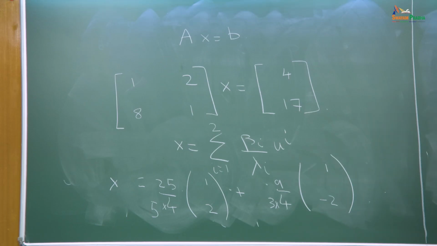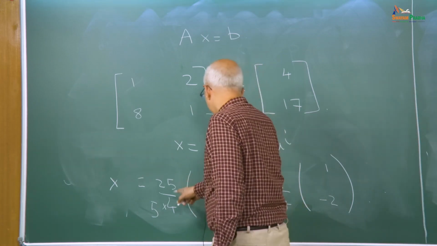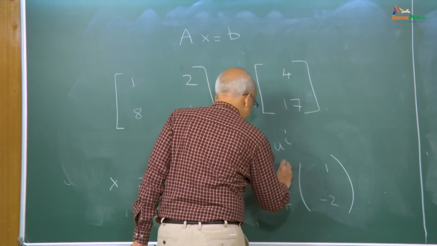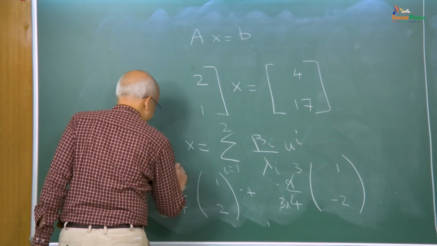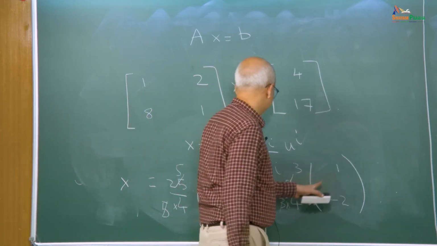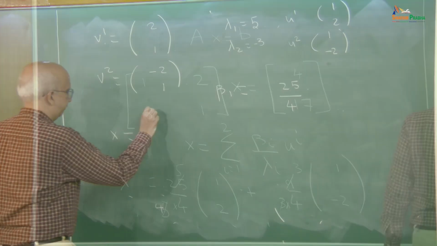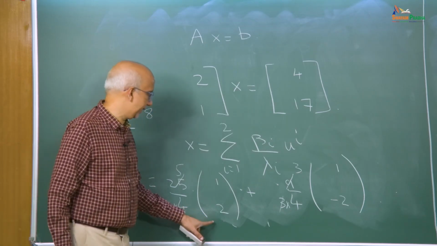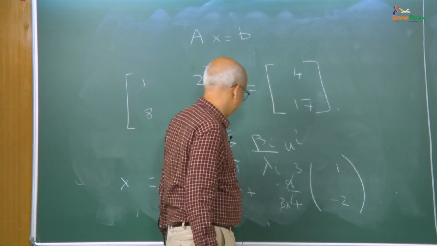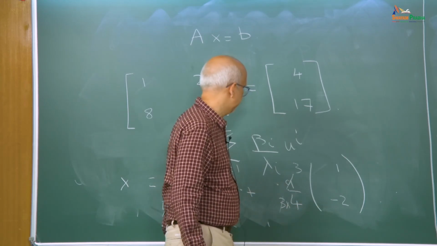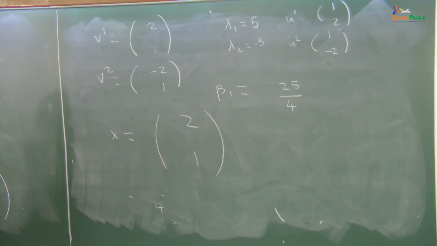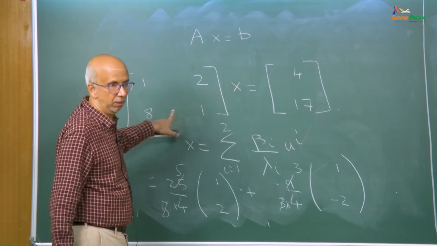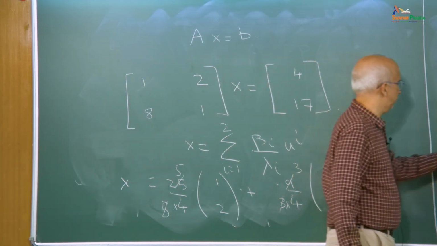So, that simplifies to what? I have 5 by 4 and I have 3 here and 5 here. So, 5 plus 3 is 8 divided by 4 is 2, and I have 5 times 2 is 10, minus 6. Clearly this has to satisfy, right: 2 times x1 plus 2 times this plus this gives you 4, 2 times this plus this gives you 17. So, that is your x.